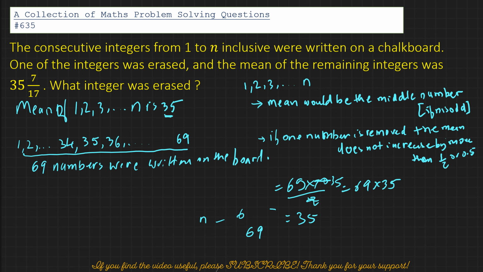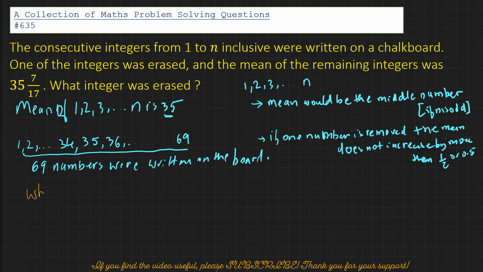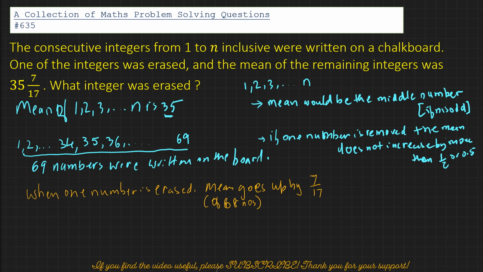So the next thing is, now what happens when one number is erased? When one number is erased, the mean goes up by 7 out of 17. So if I now say that when one number is erased, the mean of 68 numbers now goes up by 7 out of 17.